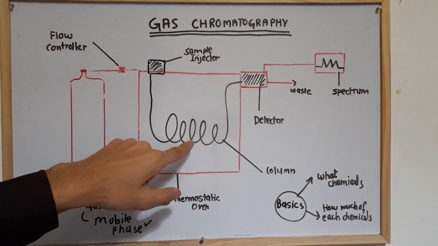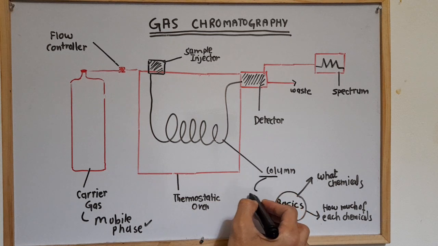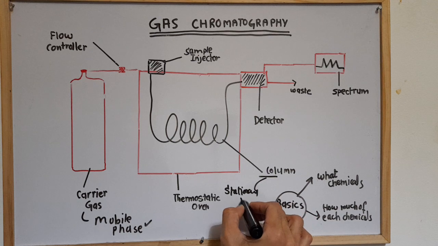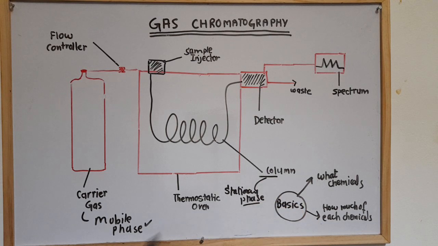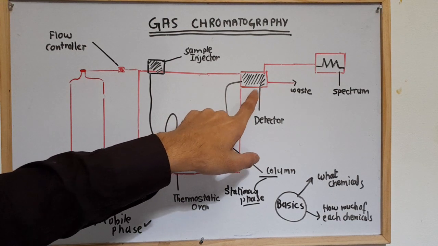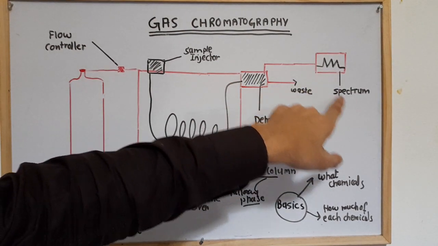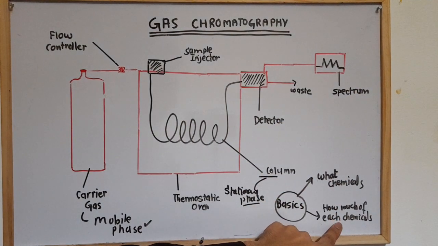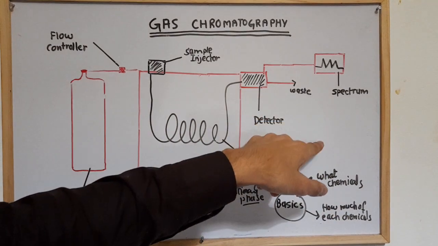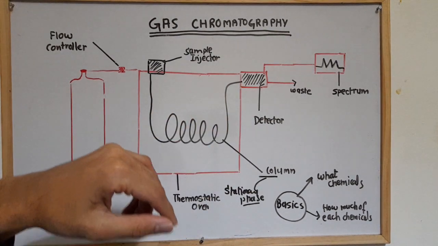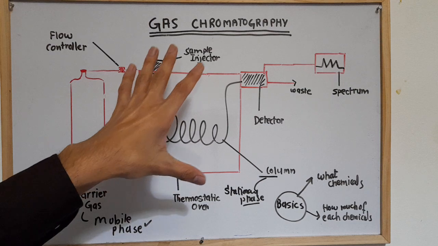The sample is injected into this column, which acts as a stationary phase. Mostly it's silica embedded inside that coil. After passing through the column, the sample goes to the detector, which gives us the result in the form of a spectrum, and the spectrum shows what chemicals are present and how much of each. Then the waste goes into the waste bin that we have provided. So this is the basic principle of gas chromatography.